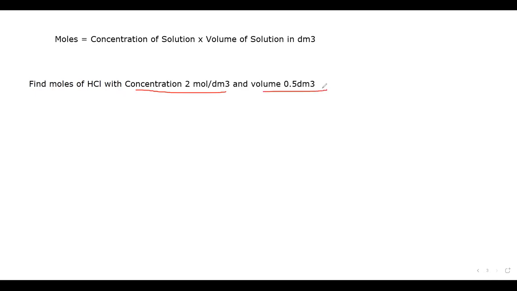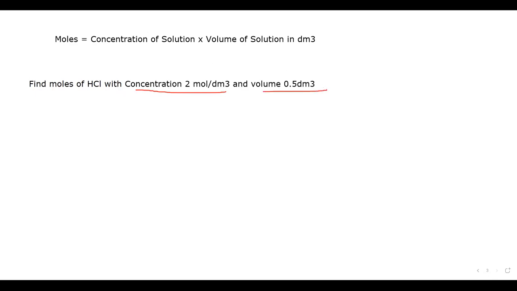So if I say find moles of HCl with concentration 2 mole per dm cube and volume 0.5 dm cube. So we have to find the moles of HCl, which has a concentration of 2 mole and the volume is 0.5.